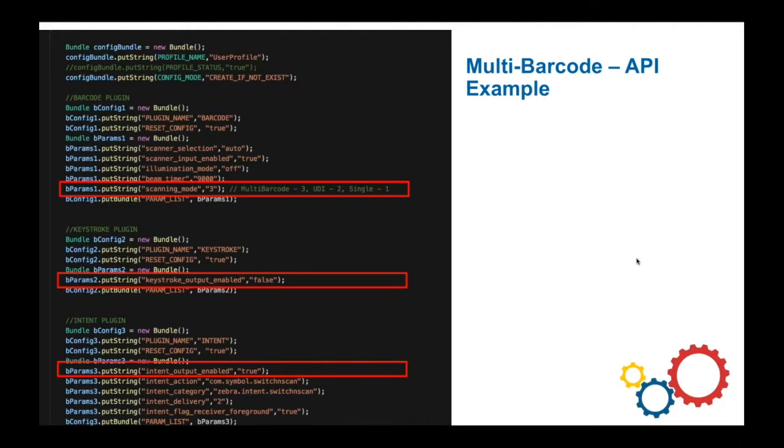Here's a hairy piece of code that we don't need to go through in great detail, but essentially this is an example of setting up an intent to trigger this behavior, to configure it for multi-barcode. So it's a scanning mode, a value of 3 that we key in there to indicate that this profile should be set up for handling multi-barcode. And in this particular example, we're turning off keystroke output and we're turning on intent output instead. Okay, so this is just a really quick example that we have in our sample code for DataWedge.